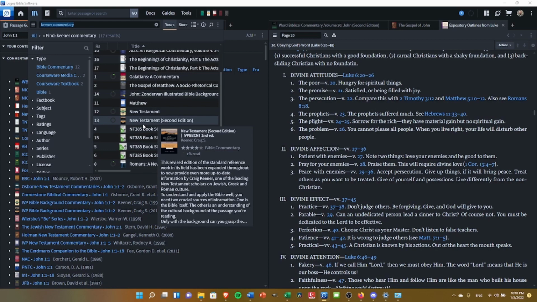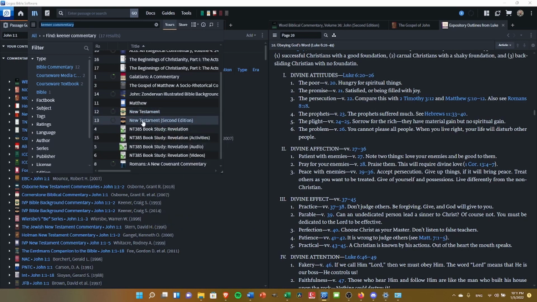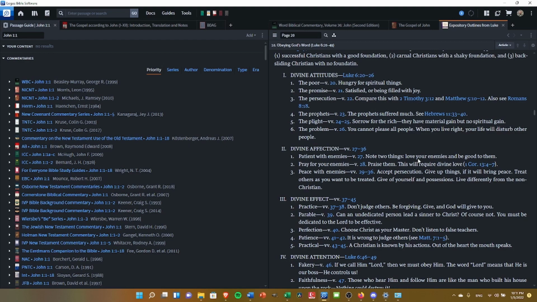Both first and second editions are great. The second's a little more up to date. Obviously, as you can see, I have both. This is the first edition. This is the second. Both great reference works, not exhaustive. They're pretty short entries, but some great background to things. So with that, we're pretty much done with our comparison of resources and features when it comes to commentaries.